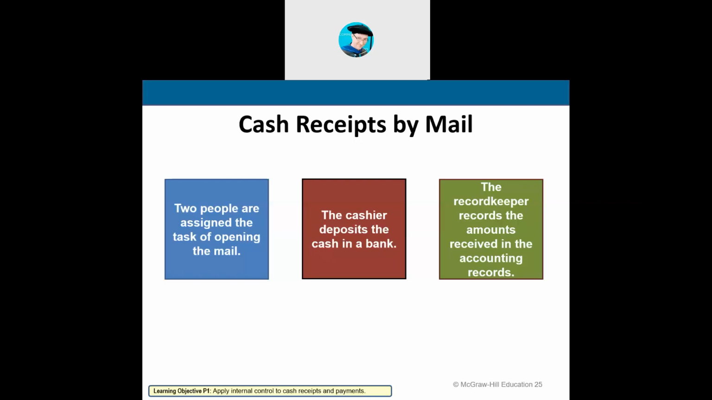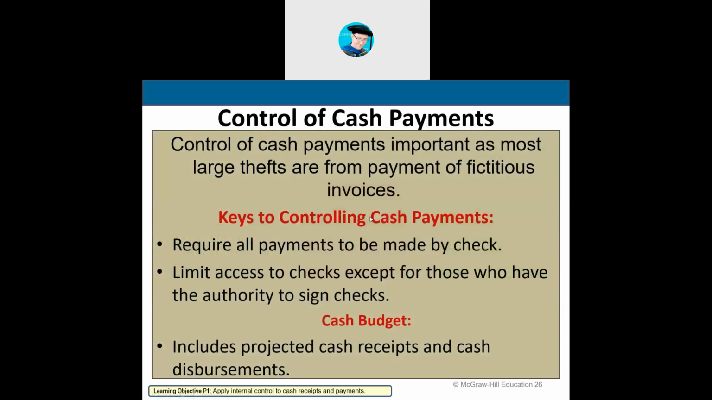Two people are assigned the task of opening the mail in most companies. There's usually more than one person opening the mail in the event that we're receiving checks. The cashier deposits the cash and checks in the bank, and the record keeper records the amount received based off of the accounts receivable. Debit cash, credit accounts receivable when you're receiving cash from your customers.